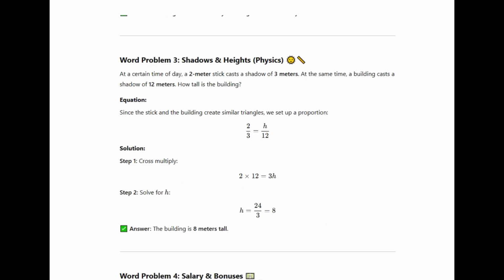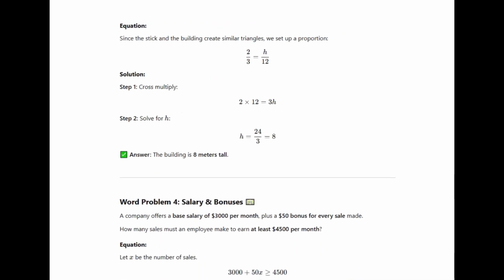Word problem 3. Shadows and heights. Physics. At a certain time of day, a 2-meter stick casts a shadow of 3 meters. At the same time, a building casts a shadow of 12 meters. How tall is the building? Equation. Since the stick and the building create similar triangles, we set up a proportion. 2/3 equals h/12.